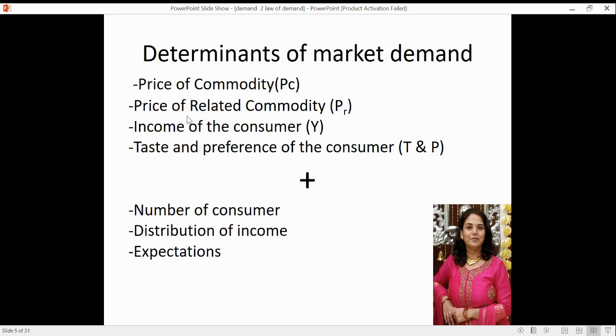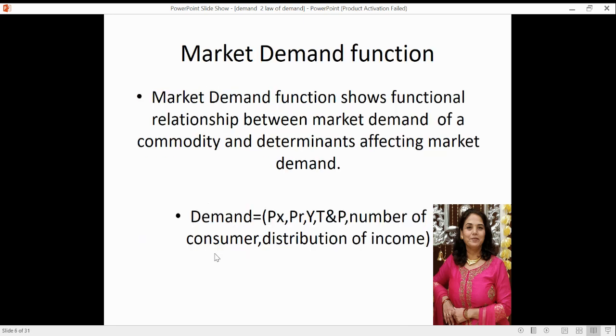Now, when I want to study about market demand function, I must know the determinants of market demand. And determinants of market demand are price of the commodity, price of the related commodity, income, taste and preference, number of consumers, distribution of income, and expectations. So when I put all the determinants of market demand in an equation form, that becomes the market demand function. So market demand function shows the functional relationship between market demand of a commodity and its determinants affecting market demand.